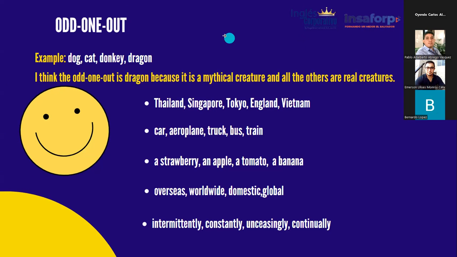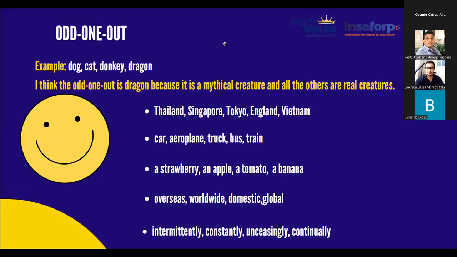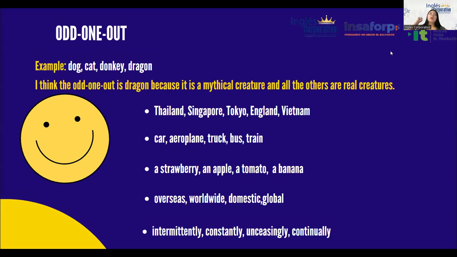Okay, so for example, we have dog, cat, donkey, and dragon. Which is the odd one out? What do you think is the odd one out? Well, the odd one out is dragon. Why? Because it is a mythical creature and all the others are real creatures. Yes, and that is true. We have dog, real. Cat, real. Donkey, real. Dragon, not real. Mythical.